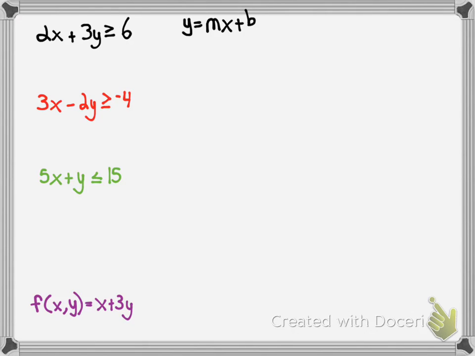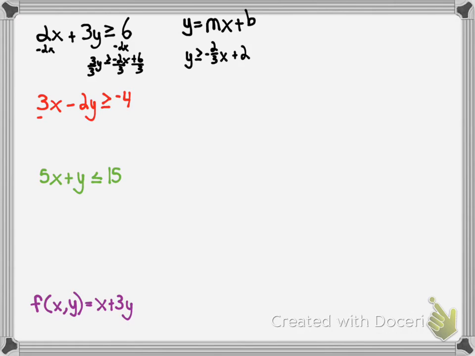I'm going to start with this first equation, the one that's in black, and subtract 2x from both sides. Then I have 3y is greater than or equal to negative 2x plus 6. Then I divide everything by 3. Now from my first equation, y is greater than or equal to negative 2/3 x plus 2. Then we do this for the other equations.